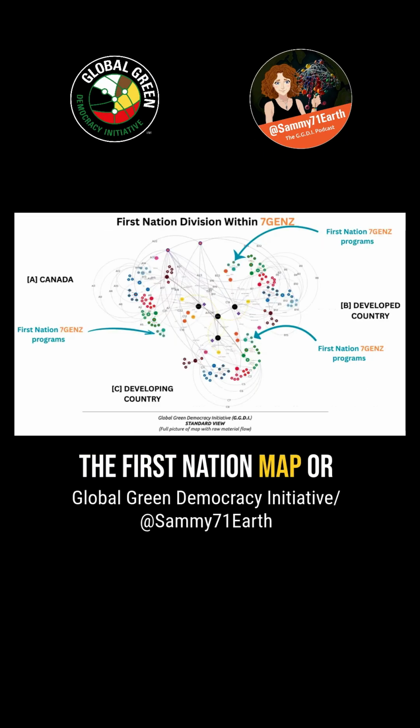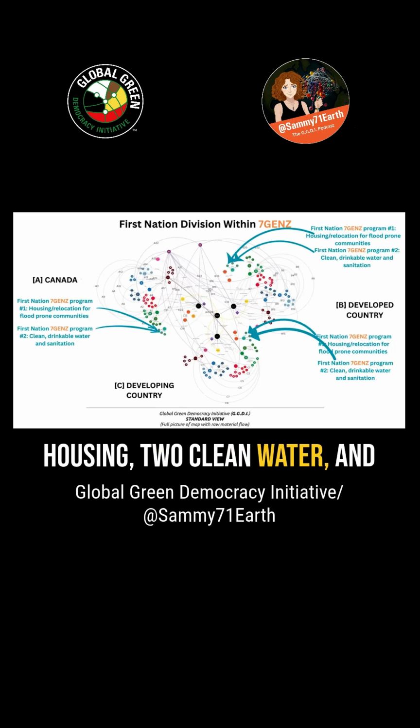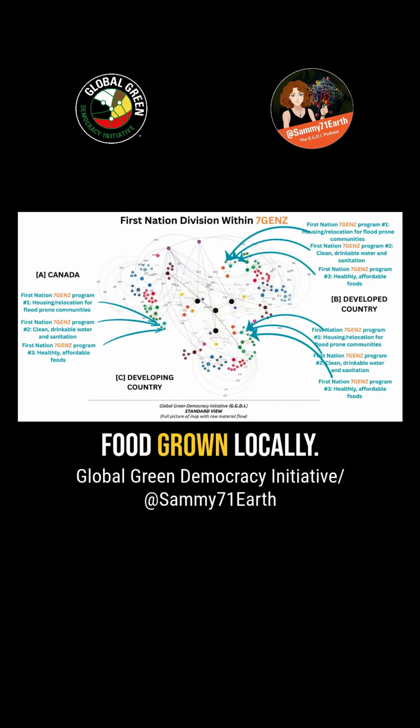The First Nation map, or First Nation division, and is the color teal, is for First Nation people to be sitting at our table and helping to bring forward traditional teachings in our entire system, to bring us back to grassroots, to help us reconnect to our shared Mother Earth. This will help us with reconciliation and moving forward as equals. And the 3 programs we will invest in are number 1, housing, 2, clean water, and 3, healthy, affordable food grown locally.